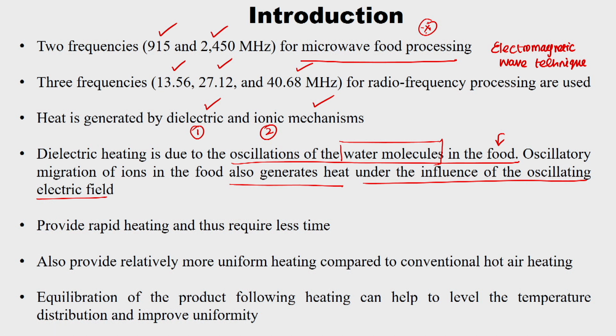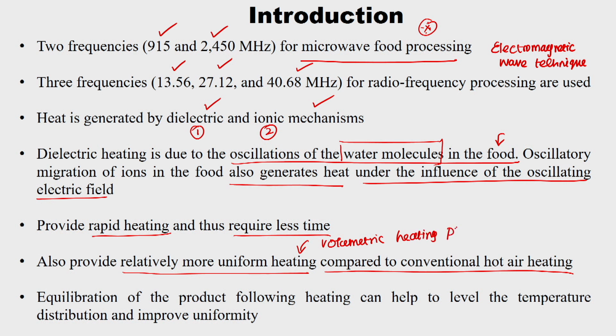Both radio frequency as well as microwave food processing provide rapid heating and thus require less time. When we compare with conventional food processing methods, it requires less time because it provides rapid heating, which you might have experienced in day to day life as well. When you preheat food in the microwave, you require less time than in the conventional heating method. They also provide relatively more uniform heating compared to conventional hot air heating. This is due to the volumetric heating phenomenon. In conventional hot air, it is a surface heating phenomenon.